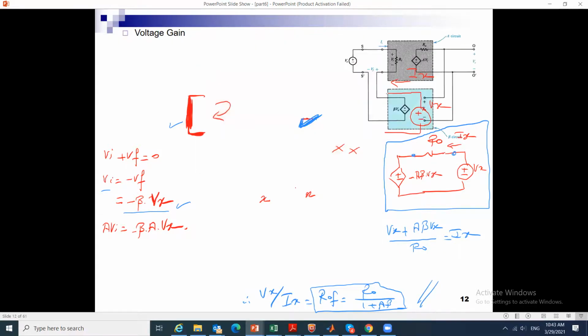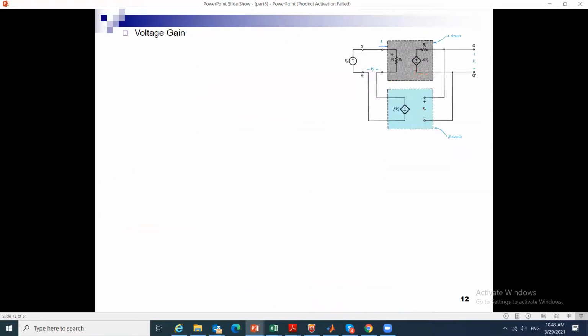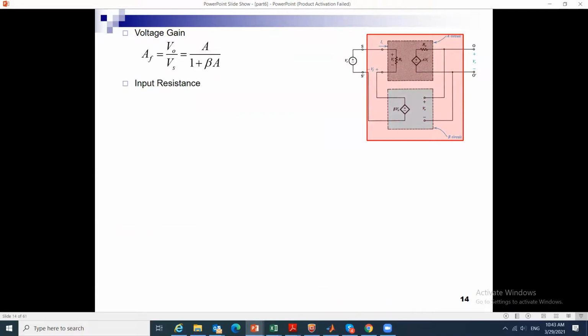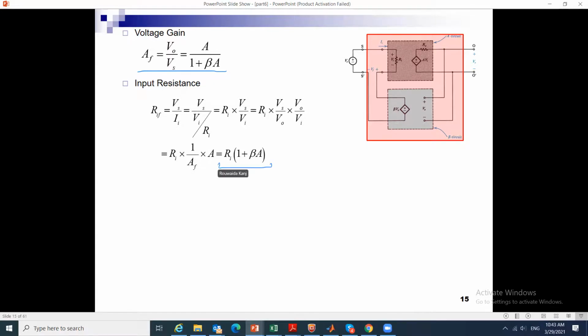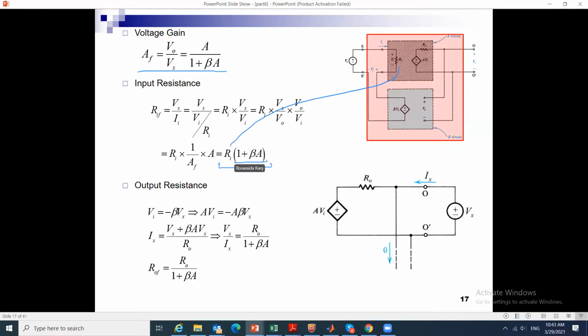Great. So if we now look here, we have established the three definitions. AF is equal to VO over Vs, which is A over 1 plus A beta. The input resistance is Rn for the A block into 1 plus A beta, and the output resistance is ROF, like RIF. Pay attention: Rn is for the A block, Ro is for the A block, so it is a function of Ro over 1 plus A beta.